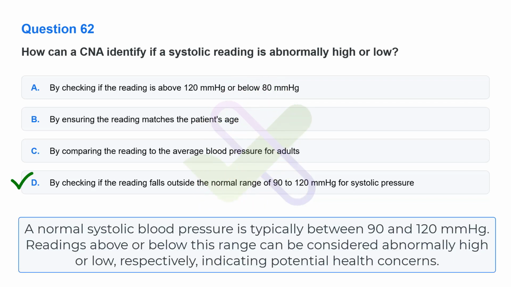The correct answer is D. By checking if the reading falls outside the normal range of 90 to 120 millimeters of mercury for systolic pressure. A normal systolic blood pressure is typically between 90 and 120 millimeters of mercury. Readings above or below this range can be considered abnormally high or low, respectively, indicating potential health concerns.